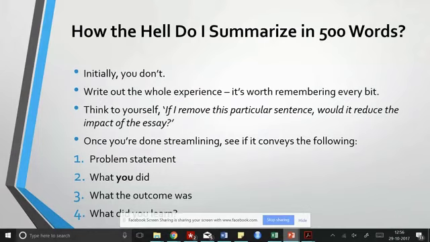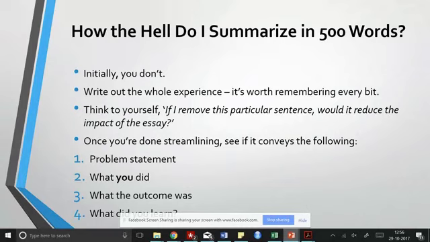You're going to want to have a Word document which has everything listed down, and then you start thinking to yourself, for the sake of the essay, if I remove this particular sentence, would it reduce the impact of the essay? If not, just remove it. The essay is not asking you to list down your entire experience. All it wants to see is whether you have a clear-cut mindset and a structured thinking process where you identify problems and approach them in the most effective way possible.